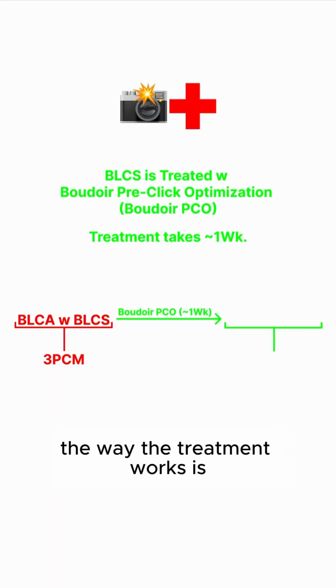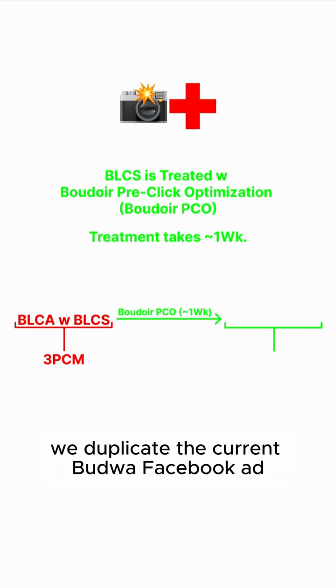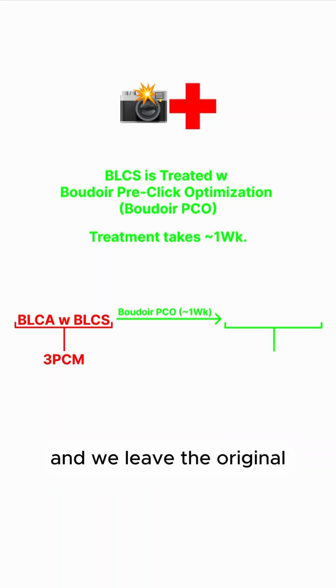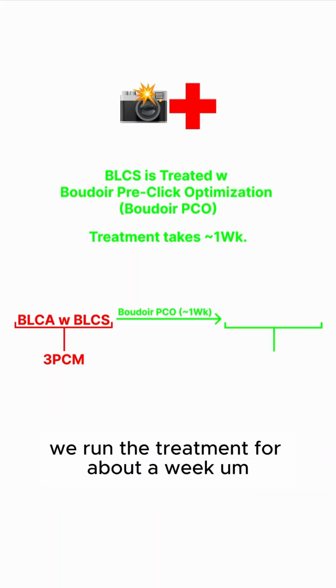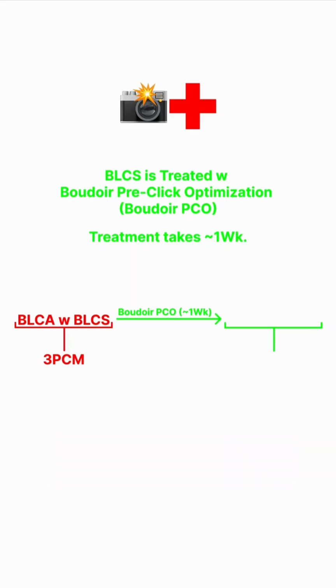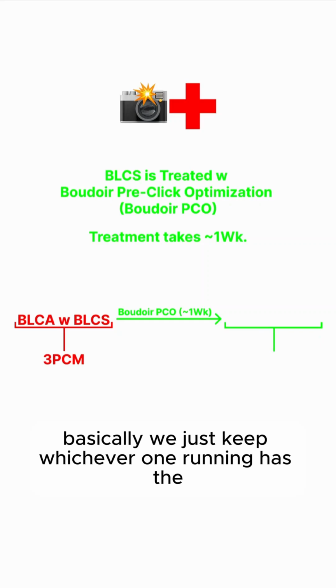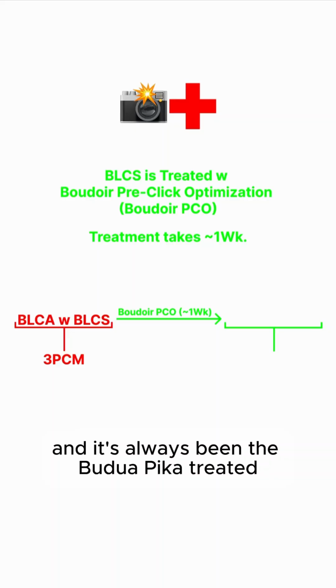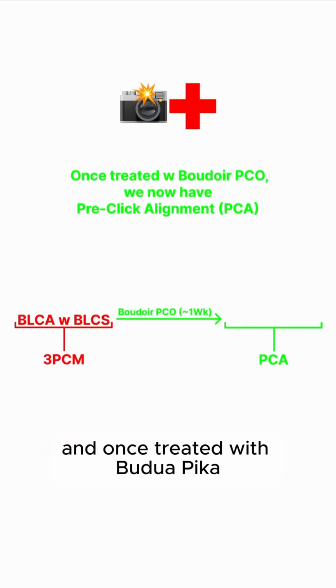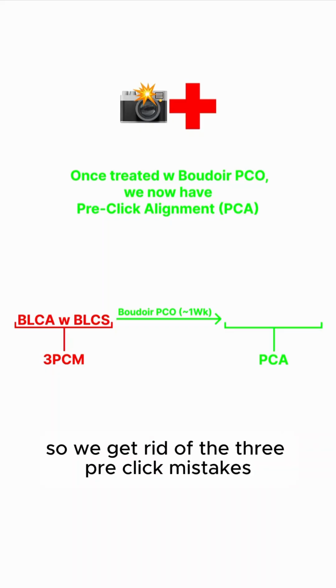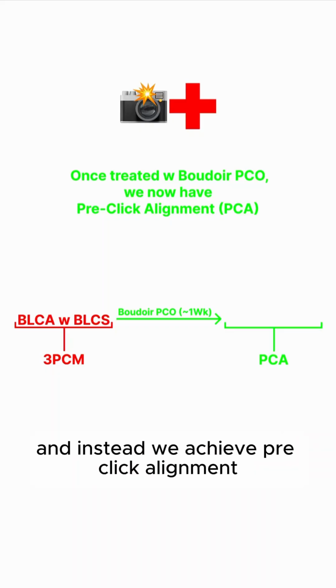The way the treatment works is we duplicate the current Boudoir Facebook ad, and we leave the original. And we apply the treatment on the duplicated one. We run the treatment for about a week. After about a week, we just keep running whichever one has the highest metrics, and it's always been the Boudoir PICO treated ad that ends up with the highest metrics for unique CTR all. And once treated with Boudoir PICO, we now have pre-click alignment, PCA. So we get rid of the 3 pre-click mistakes, and instead we achieve pre-click alignment.